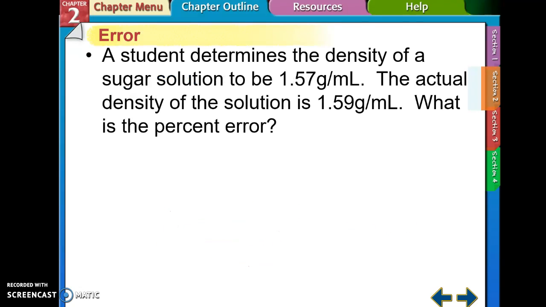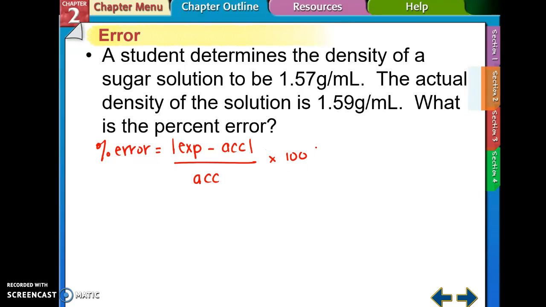Right here we're going to calculate it. It says a student determines the density of a sugar solution to be 1.57 grams per milliliter. The actual density of the solution is 1.59 grams per milliliter. What is the percent error? The first thing I have to do is, I know percent error is experimental minus accepted, I take the absolute value of that, divided by accepted, times 100.